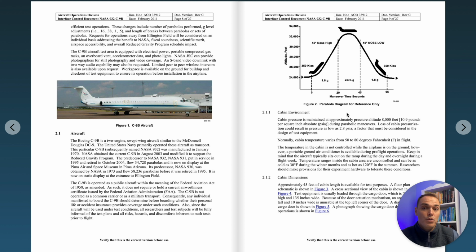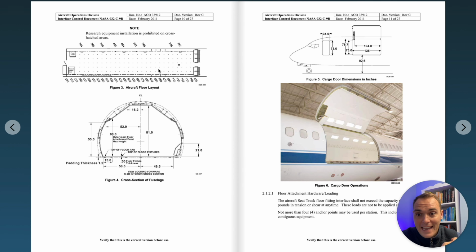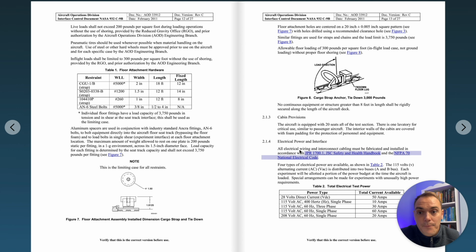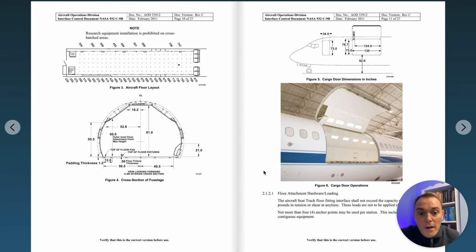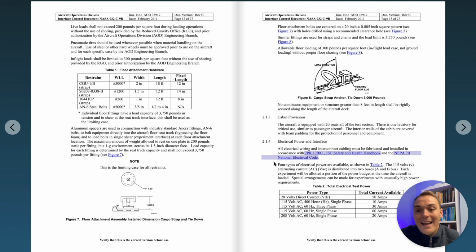They've also produced an ICD for the aircraft to cater for how their equipment might interface with it. You can see here it introduces more about the system, what their service looks like. It talks about the aircraft layout, floor layout, so straight away you can see if your experiment would fit within the space envelope, and how it may be loaded through the cargo door. Then we start to talk about floor hardware attachment, so we can determine how we might anchor or restrain our floor attachment.